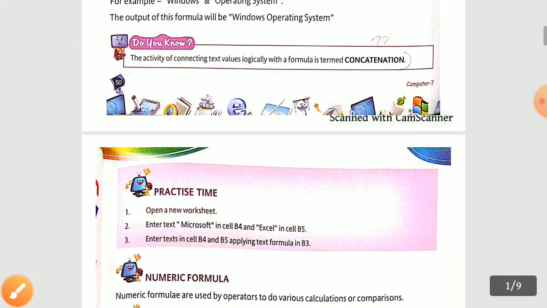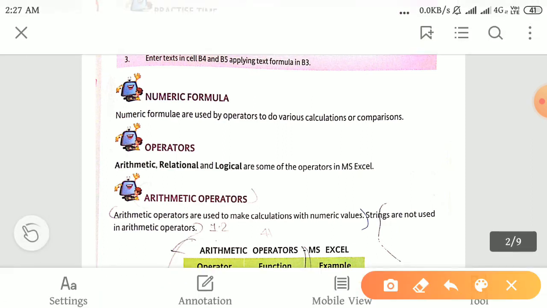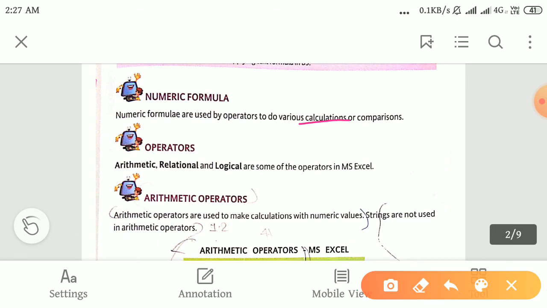Now moving forward, see, numeric formulas we are having. Numeric formulas are used by operators to do various calculations or comparisons. Now calculations means you are calculating something, like plus, minus, multiply, divide and all those things. Comparison means you are trying to find out which is maximum, which is minimum, right? And all these comparison operators, like whether it is equal to or not, or whether it is not equal to, and all those things. One after another we will see all these calculations and all these operators. So let us study over here.